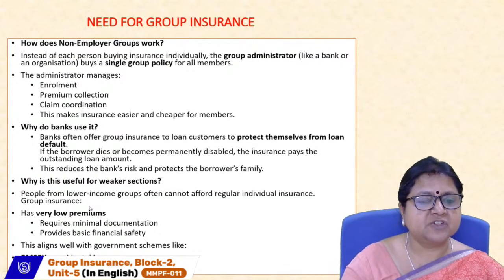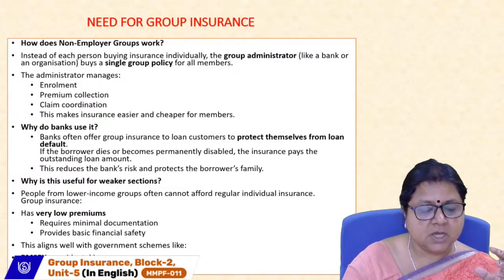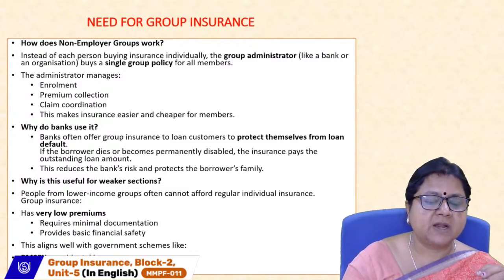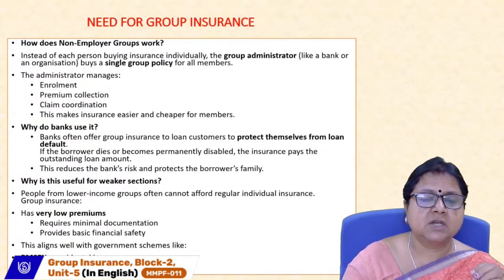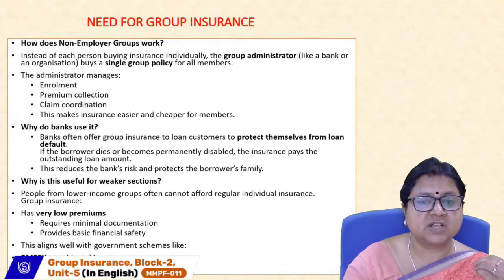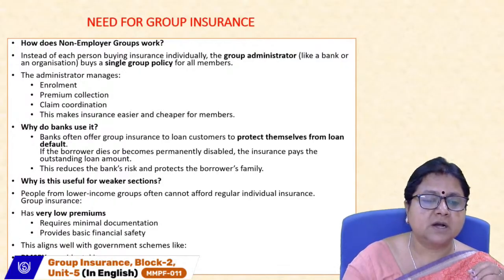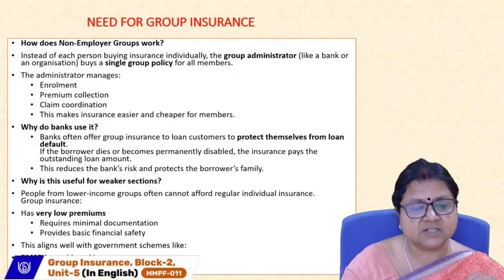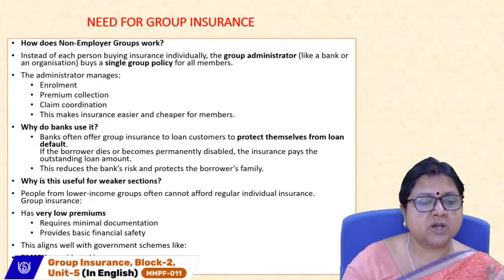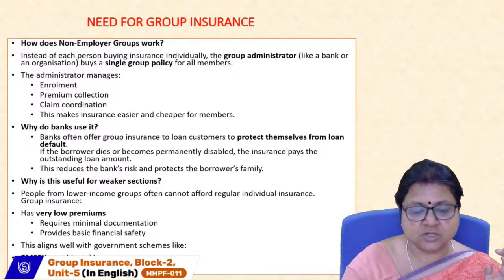So this type of insurance is actually helpful for people who are in the weaker sections of society. Here the premium amount is very less, and these types of schemes are in line with the different schemes floated by the government, which are PMSBY and PMJJBY. We'll talk about this in the later slides. So this is accidental insurance. There can be life insurance also.